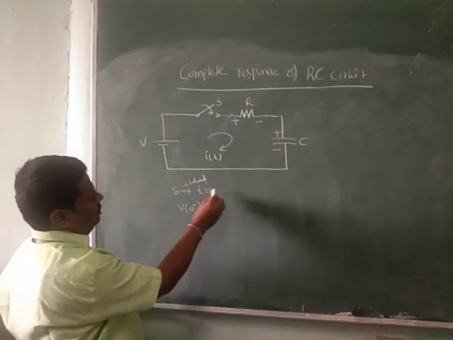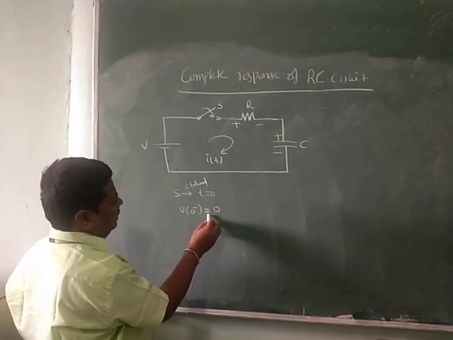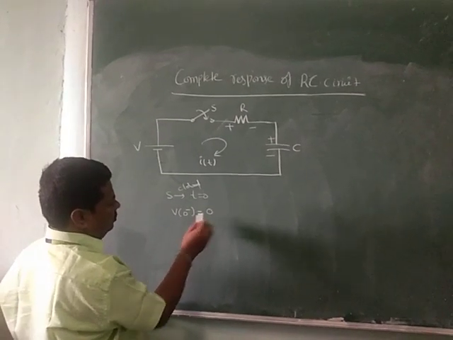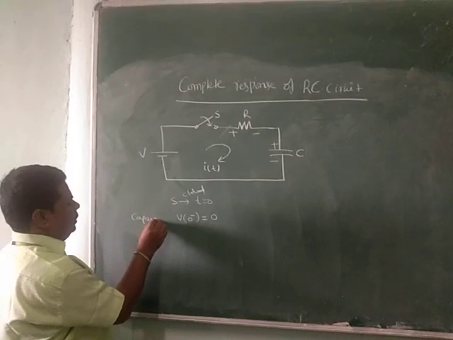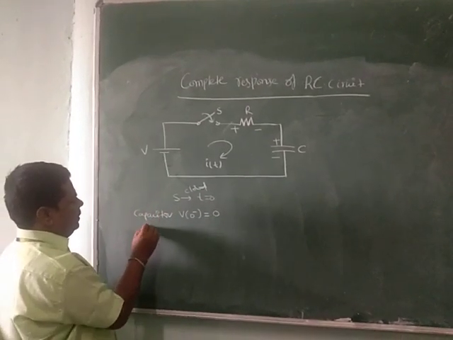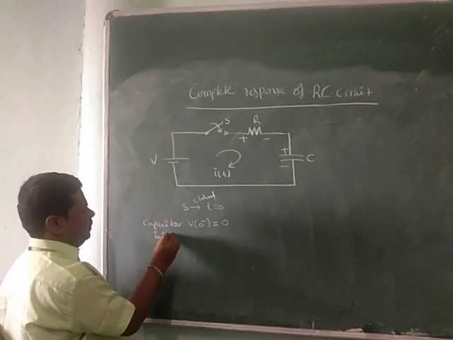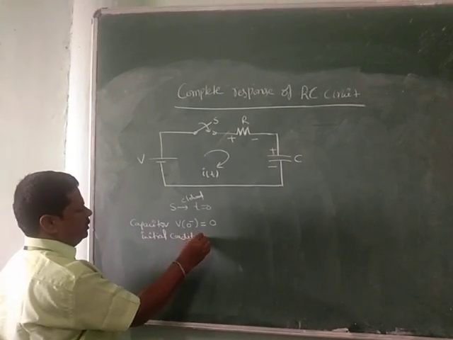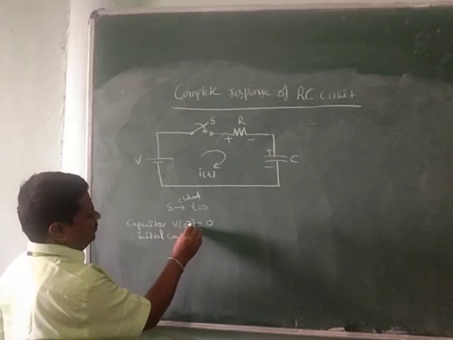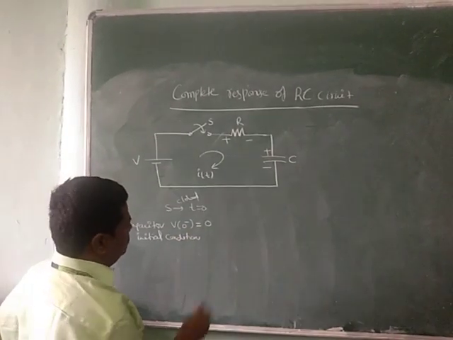The initial condition for the voltage across the capacitor is V of 0 minus equal to 0 volt.